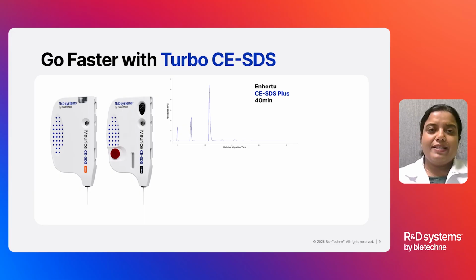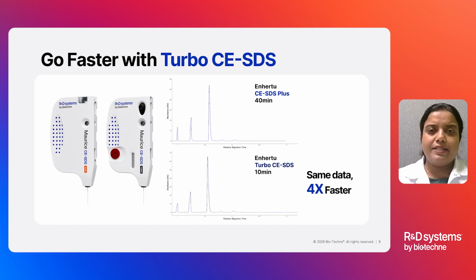The Turbo CE-SDS enables users to obtain the same high-quality results in a fraction of the time. The electropherogram on the right compares an N-HER2 sample, which is analyzed using the standard CE-SDS Plus cartridge and the Turbo CE-SDS. Notice that the peak profile, the peak resolution, and the relative peak intensities are highly comparable between the two runs, indicating that the critical product information is maintained.